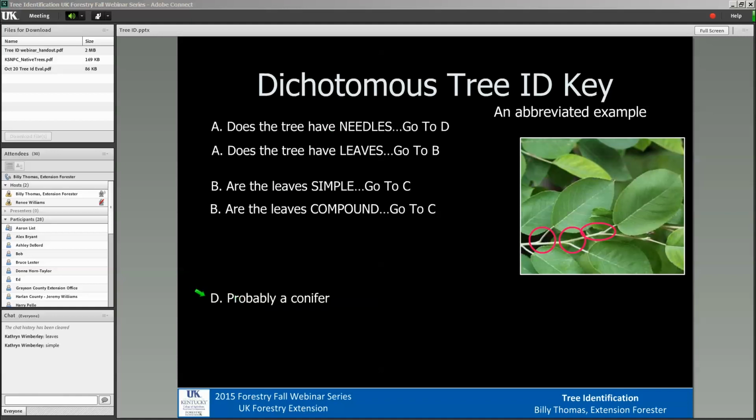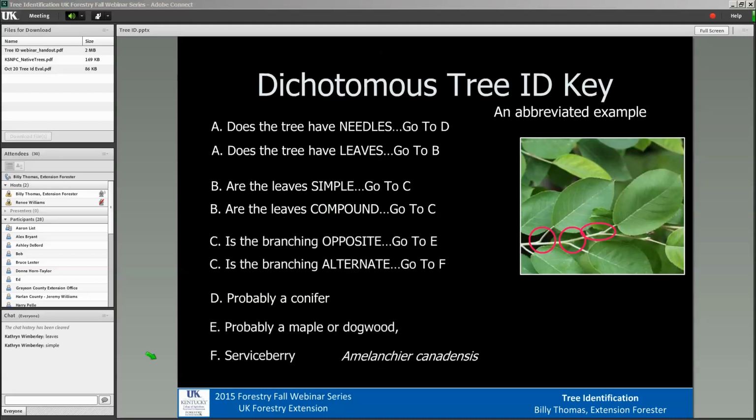But we're going to go to B, and then we'll say, are the leaves simple or are the leaves compound? And we'll make our decision there, and we know that those are simple leaves. And then we'll look at the branching, and we'll know that it is alternate. So then we'll go down to F down here. So getting through that little key, we were able to get down that this is a serviceberry. And again, there's a Latin for that, Amelanchier canadensis. So that is the way a key works.